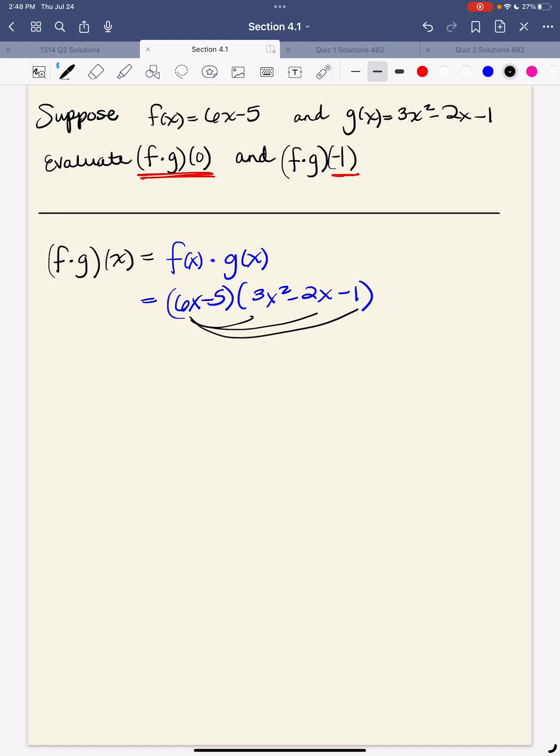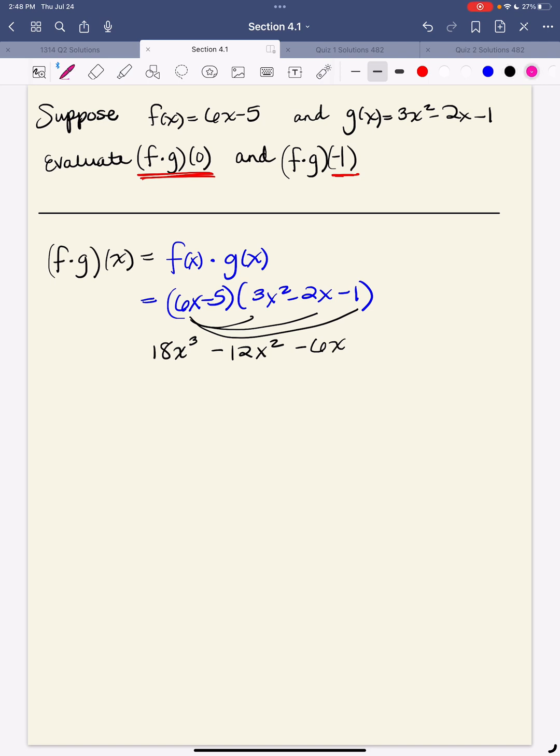So 6x times 3x squared is an 18x squared. Then I have 6x times a -2x. I'm going to get minus 12x squared. And yes, I noticed my mistake here with my cube. I need a cube. So this is actually 18x cubed, not squared. So we've got an 18x cubed, we've got a minus 12x squared, and then we have a minus 6x.